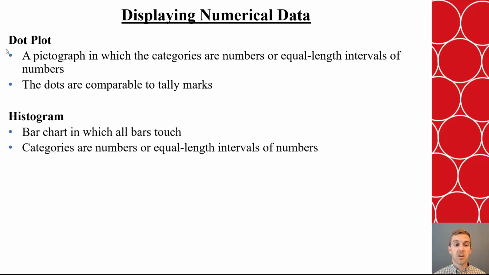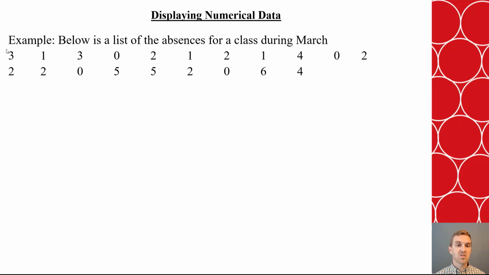Similar to the bar chart is the histogram. The one distinction is that the bars all touch. There's no gap in between the bars. And again, instead of categories, we have numbers or equal length intervals of numbers. So let's look at an example.